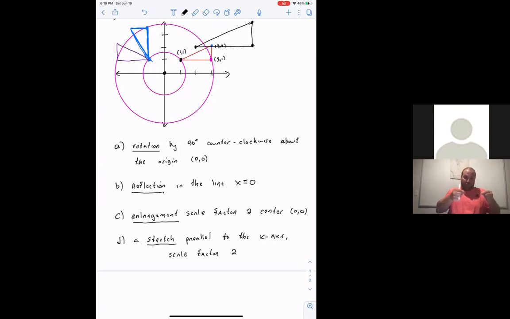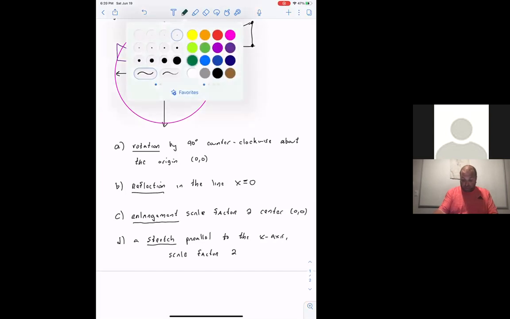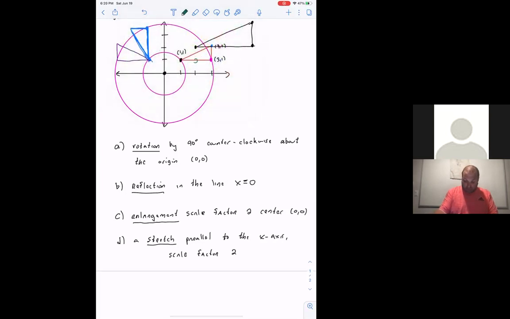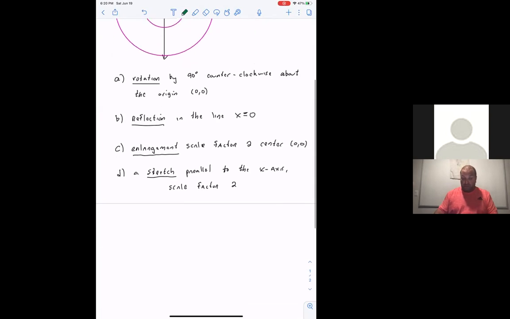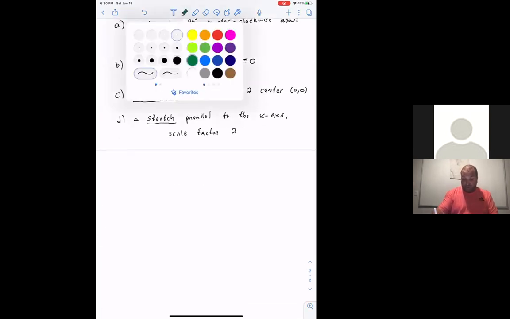So the x values double, but the y values stay the same. So if I started at 1, 1, and I double my x value, but keep the y value the same, I'd be here at 2, 1. 3, 1 goes to 6, 1. 3, 2 goes to 6, 2. And I would have a triangle that looks something like that. So these are the 4 basic transformations that we're going to be dealing with in section 9.4, or at least the first part of section 9.4.